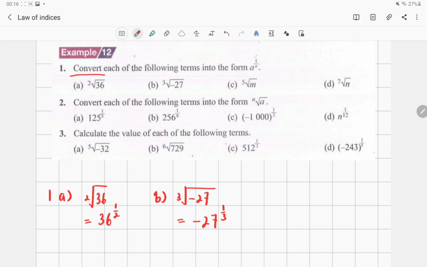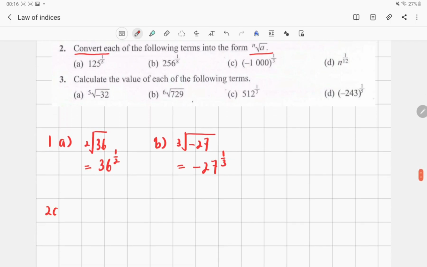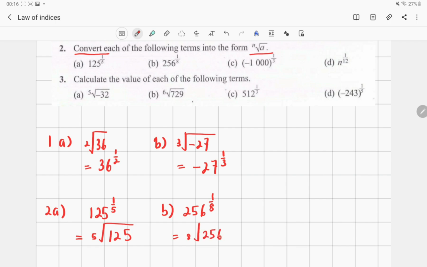Okay, for question 2, convert each of the following terms in the form of nth root of a. For a, 125 to the power of 1 over 5 can be written as the fifth root of 125. For b, 256 to the power of 1 over 8 can be written as the eighth root of 256. For question number 3, the question asks you to calculate the value.